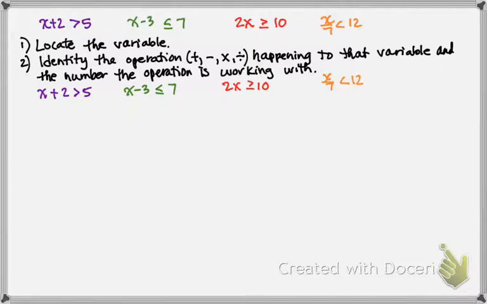I'm going to highlight in this case so you can see what's going on. There's my highlighter pen. So with the x plus 2, I'm adding 2. Okay, I'm going to write that down here. And then with the x minus 3, it's take away 3.